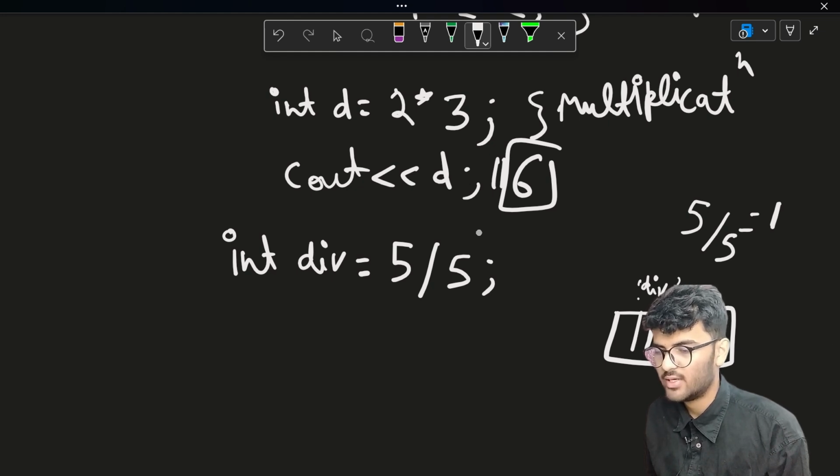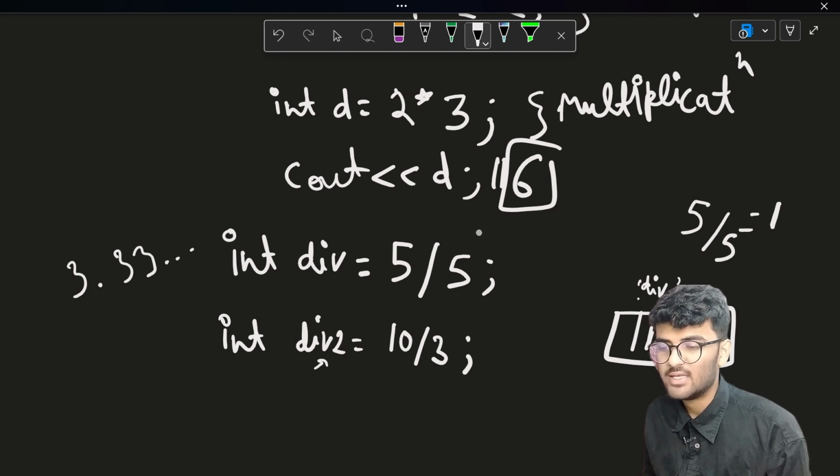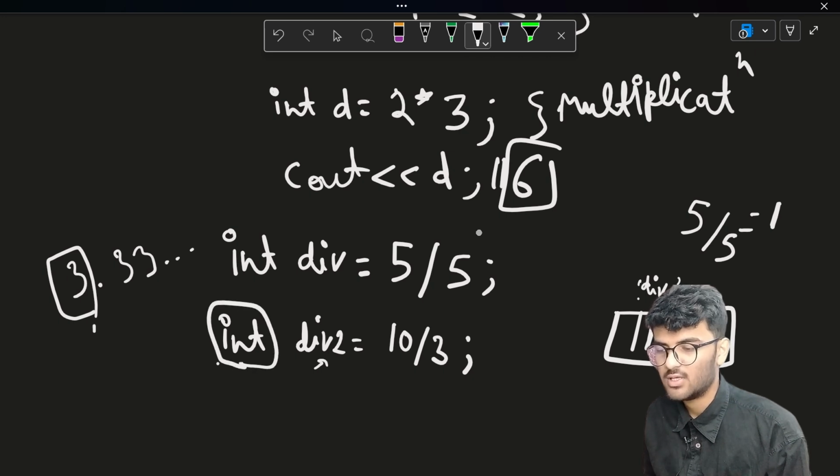And what if integer div2 is equal to, let's say, 10 divided by 3, then what will it store in div2? You might be thinking it is 3.33 something, right? So no, the integer part is 3. So div2 is an int, so the integer part of the whole expression will be stored, so it will store 3. So this is very important, right?